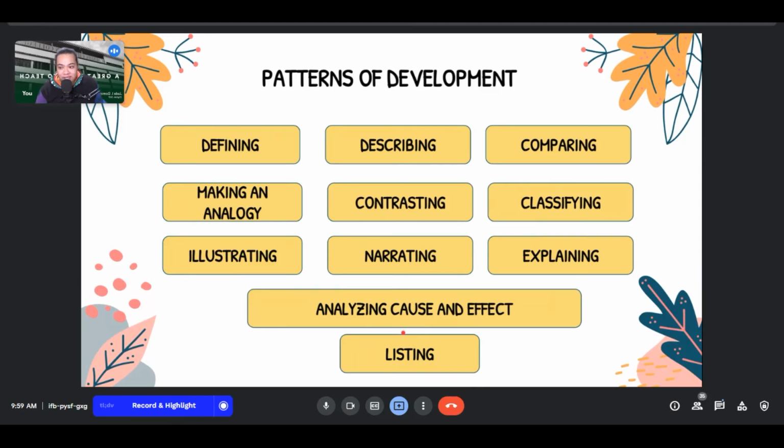And last is listing. This is quite literally just listing down certain examples to further give evidence to what your concept is about. Okay? So, magli-list down kayo ng iba't ibang examples and evidence dyan. Okay? So, those are the different patterns of development.